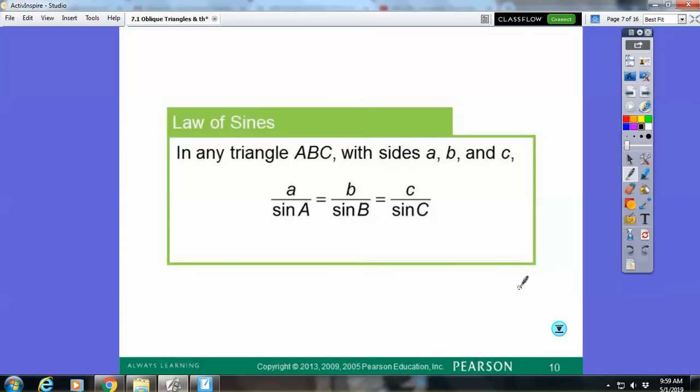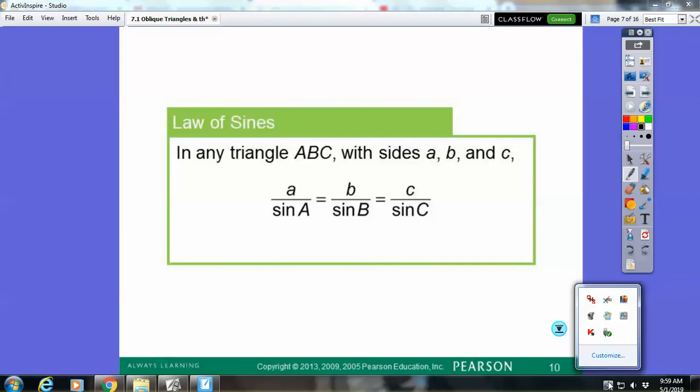So, in any triangle, it doesn't have to be right, these three things are all equal. The ratio of the side over the sine of the angle. So a over sine A, b over sine B, c over sine C. We use lowercase letters for sides, uppercase letters for angles. So you want to write that down, put a big star next to it, highlight it.